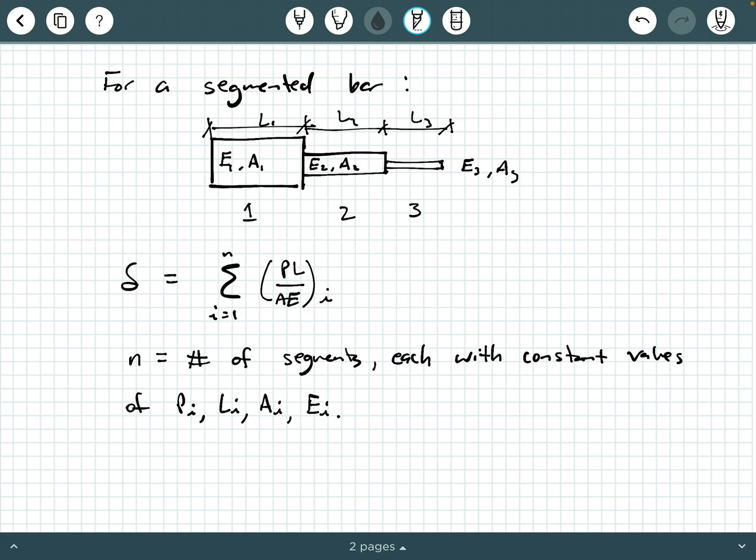And the way you can think about this is in terms of our sign convention. Positive values are tensile and negative values are compressive. Okay, so this is our quick overview of axially loaded member deformation subject to forces, subject to applied loads.